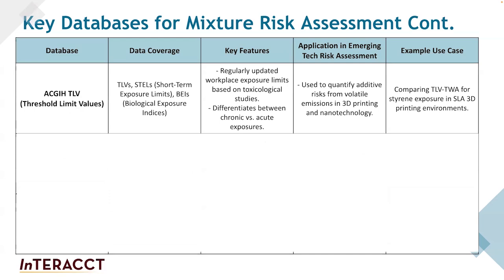The American Conference of Governmental Industrial Hygienists, ACGIH, threshold limit values include TLVs, short-term exposure limits, STELs, and biological exposure indices, BEI, updated regularly based on toxicological studies. These limits differentiate chronic and acute exposures, making them useful for quantifying additive risks from volatile emissions in both 3D printing and nanotechnology environments. For example, we might compare the TLV TWA for styrene exposure in SLA 3D printing operations.